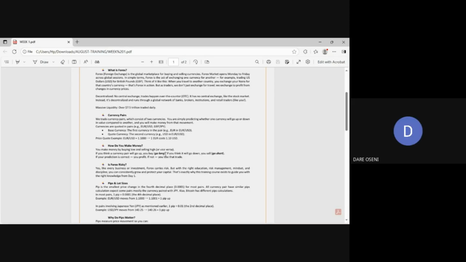But if you understand all these risks, it will prepare your mind. Whatever thing you are going into, you must be prepared for it. You can't just go into a business where you are not prepared for it. You must have a good mindset. Like every business or investment, Forex carries risk, but with the right education, risk management, mindset, and discipline, you can consistently grow and protect your capital.